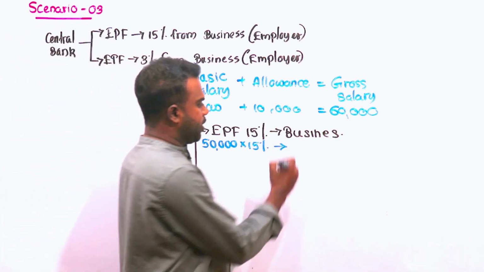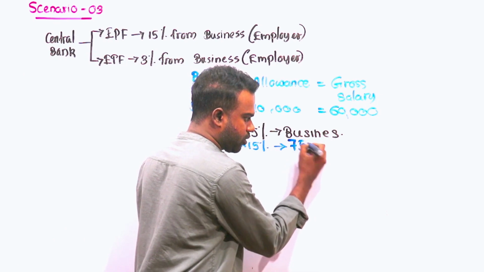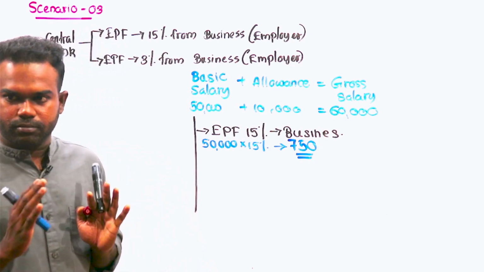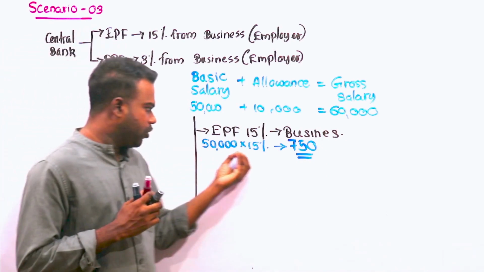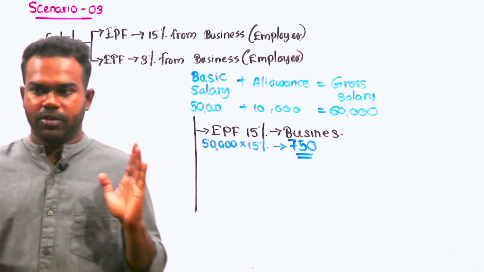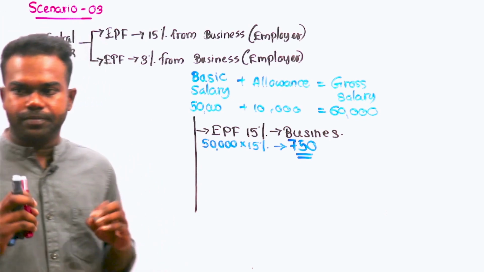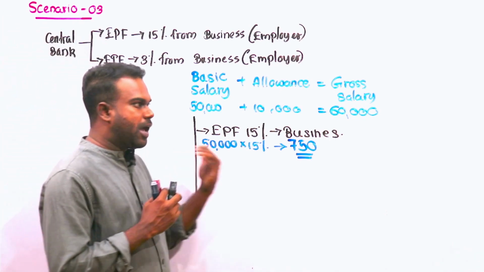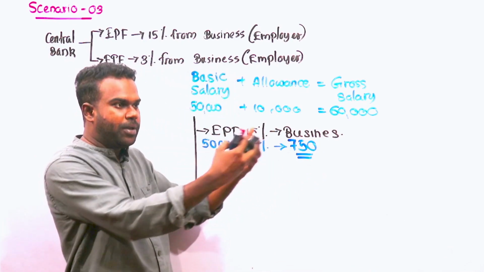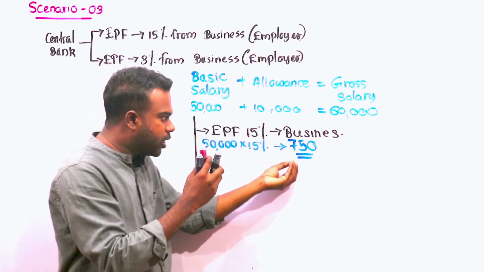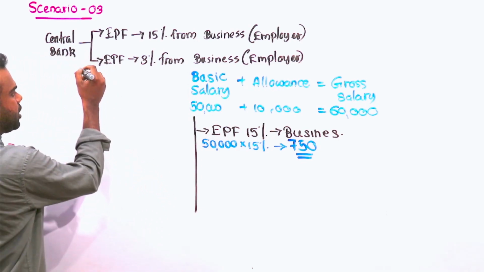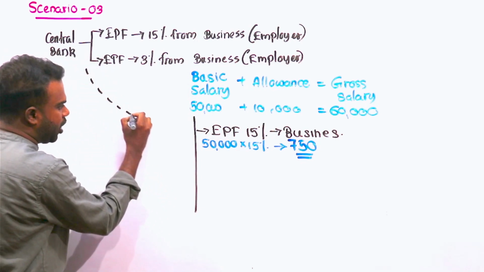750. Correct or wrong? 750, yes. Therefore, the business will have to provide 750 on behalf of the employee. On behalf of the employee, the business will contribute 750 to the government, to the central bank. Therefore, that amount also is payable to the government.